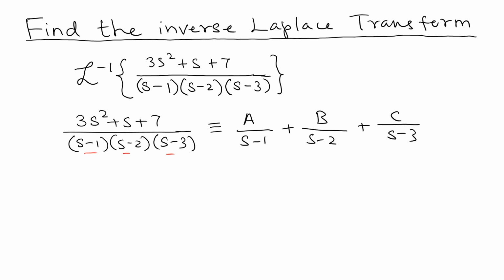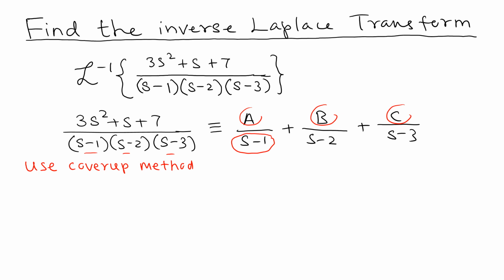Good. After that, the question is how to find this A, B, C. We can use what they call the cover-up method for that. So what is the cover-up method? When you use the cover-up method, you just use a simple substitution argument, but ignore this factor in the denominator. That means we can cover up that factor.